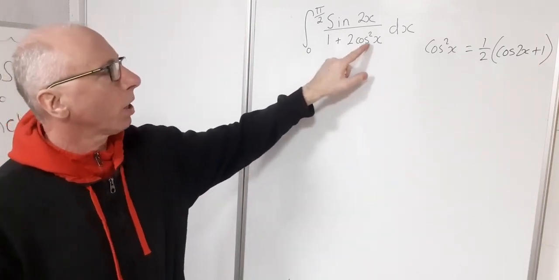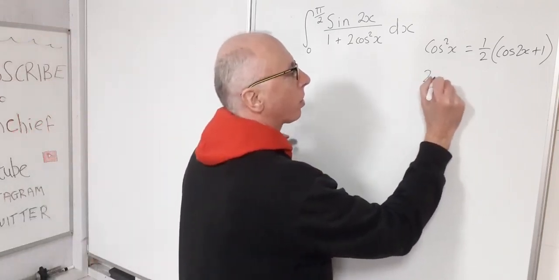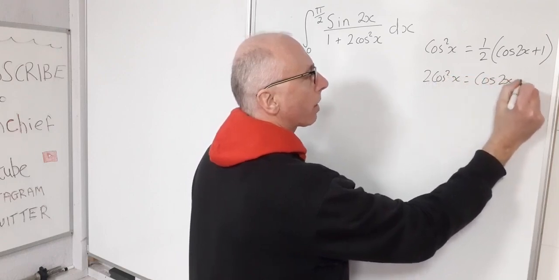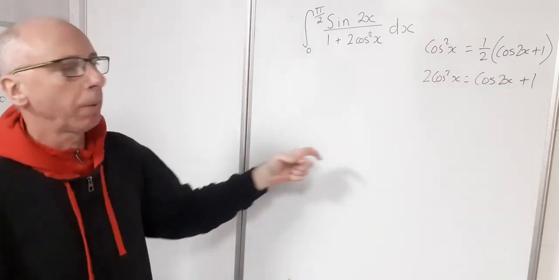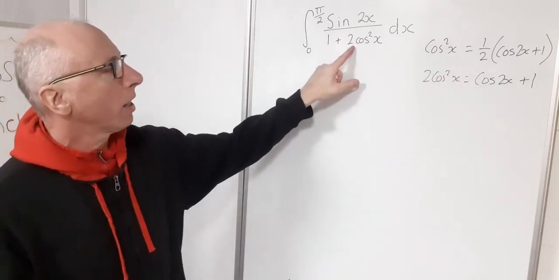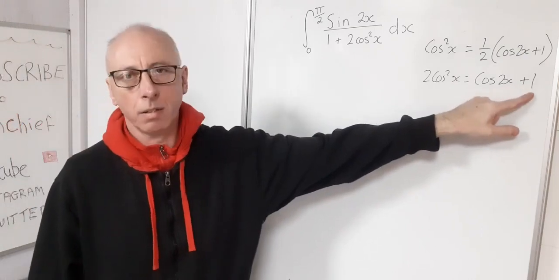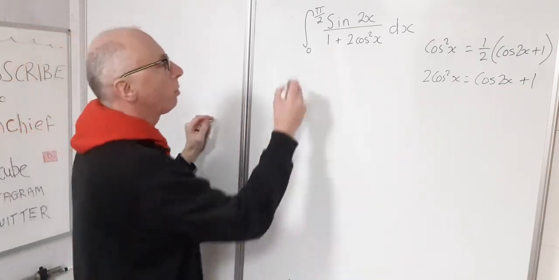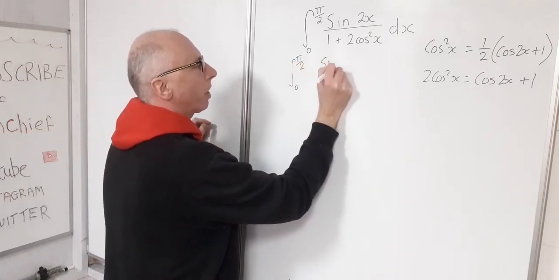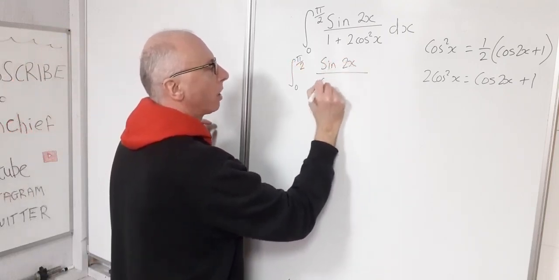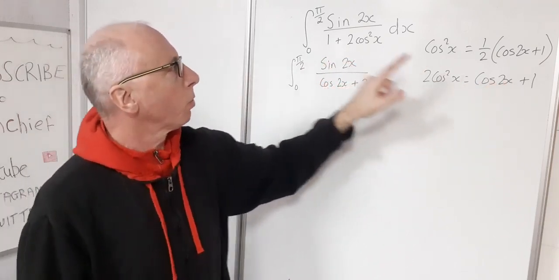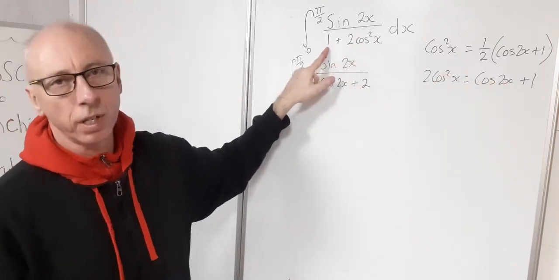So that's the trig identity that we can use for cosine squared of x. So therefore our 2 cosine squared of x is just going to leave us with cosine of 2x and then add 1. So that basically effectively cancels out the half. So that's pretty handy. So our whole denominator will then become cosine of 2x plus 2. So let's rewrite the integral with that in mind. So from 0 to pi over 2, sine of 2x over cosine 2x plus 1, which is what this is, and then add this one here.